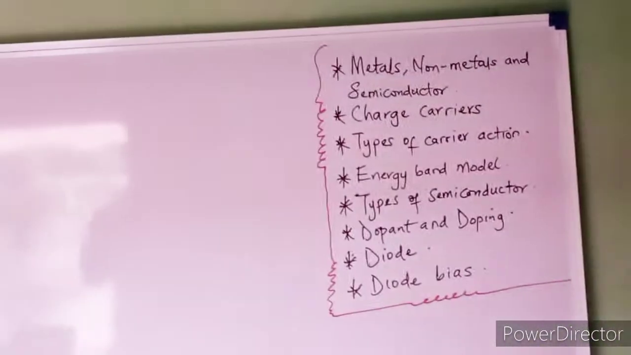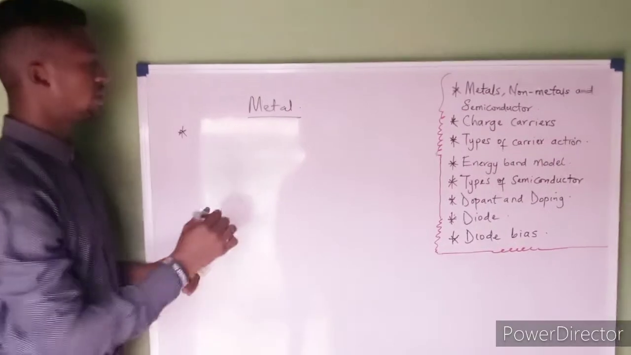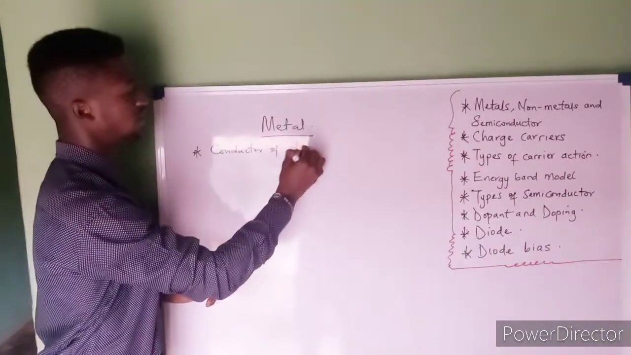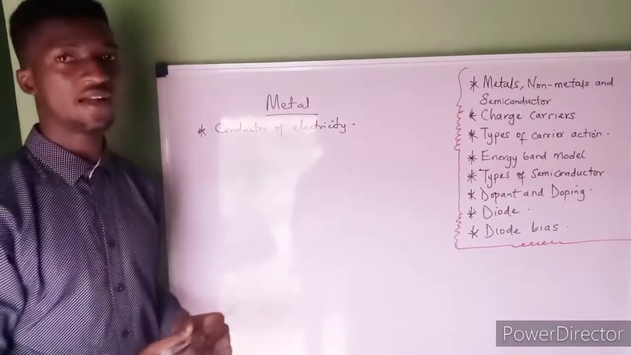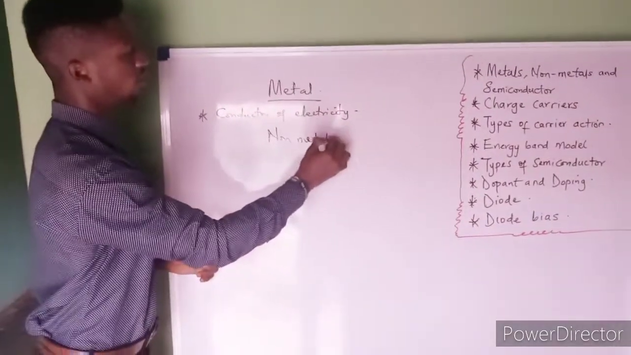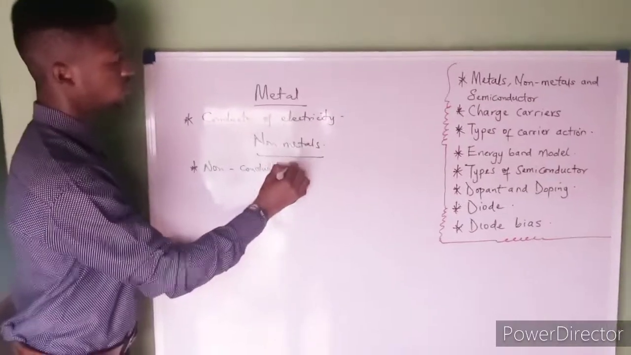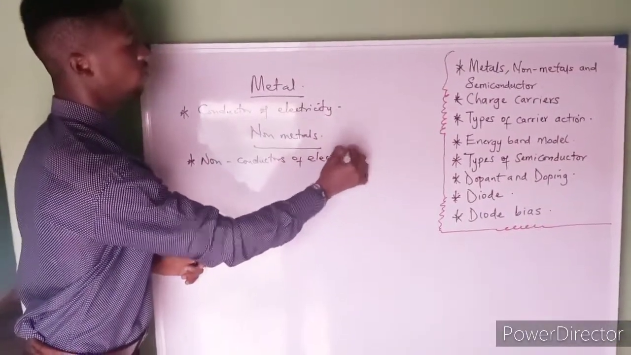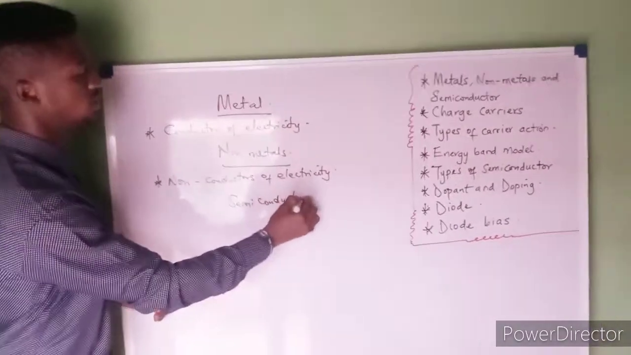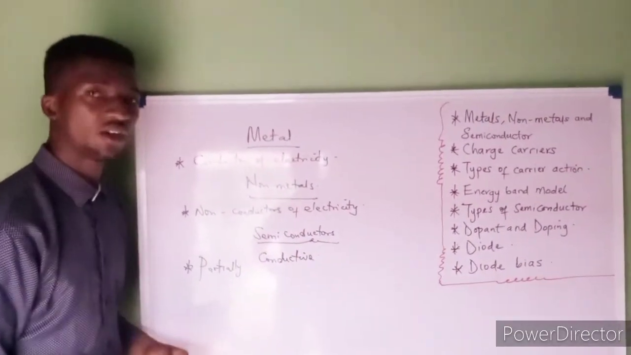Let's get started. What is a metal? A metal is a conductor of electricity. That is, they have high conductive ability. Non-metals, on the other hand, are said to be non-conductors of electricity. When we are now to describe semiconductors, they are partially conductive. Then I'll show you a reason for this.